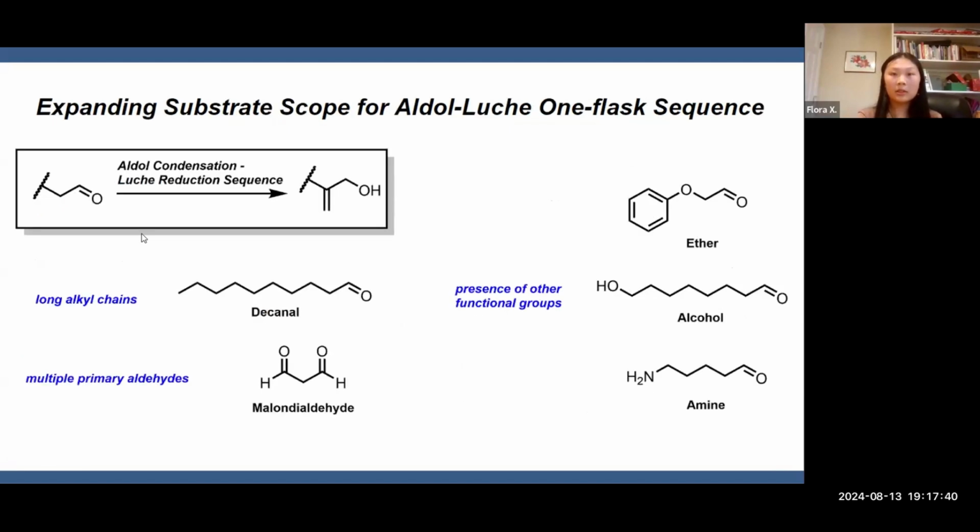Alongside optimizing synthesis, this one-pot sequence has never been reported before. To see the effectiveness of this one-pot, we wanted to define a substrate scope of what this reaction works on. So we are going to test on long alkyl chains, multiple primary aldehydes such as malondialdehyde, and test this reaction in the presence of other functional groups such as ethers, alcohols, amines, and sulfonyls, and many others.